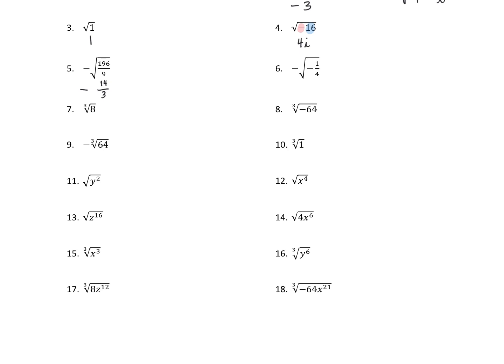Number 6, will this one have an i? The negative on the outside of the radical will come down as a negative sign in front. But the negative under the radical will give us an i. So that's going to come out as an i. And then we just take the square root of 1 and the square root of 4. So that'll be 1 over 2. So you can say negative 1/2 i.